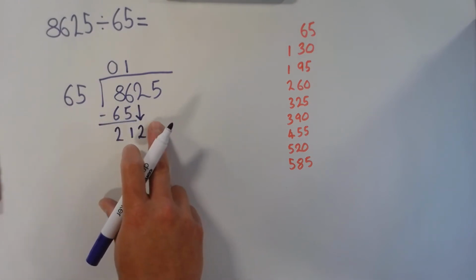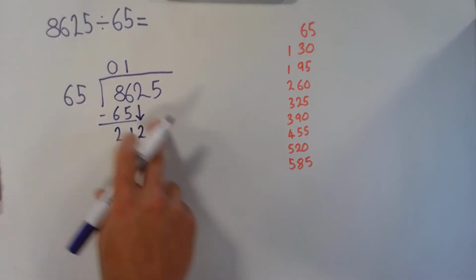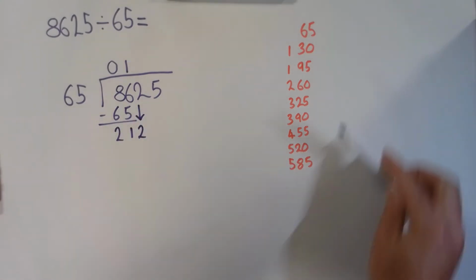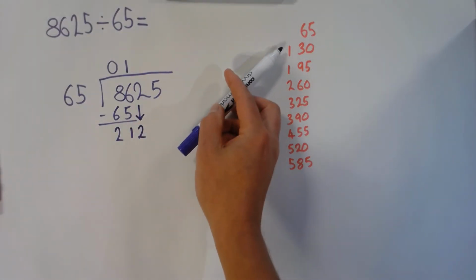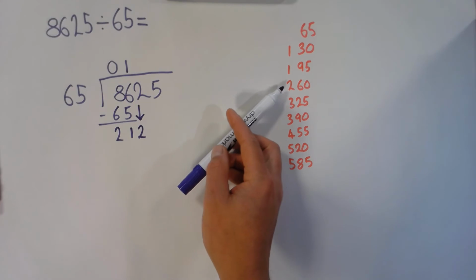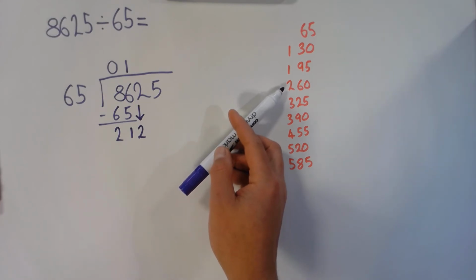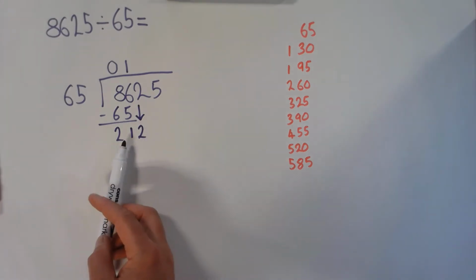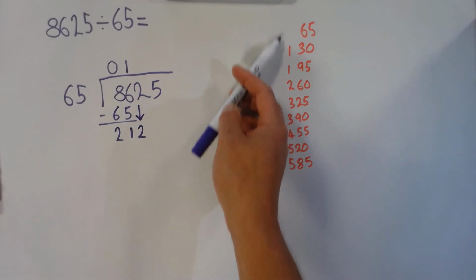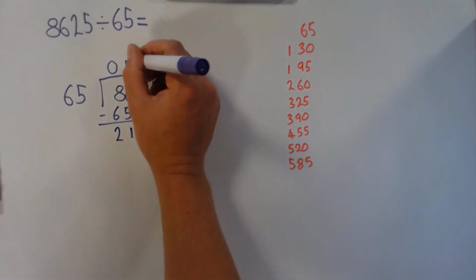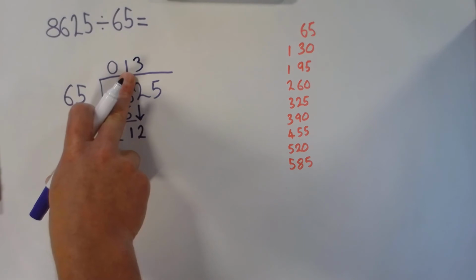Now I need to know how many groups of 65 I can make from 212. So let's have a look at that. I can make 1, I can make 2, I can make 3, but 4 groups of 65 is far too high again. It takes me to 260. I've only got 212. So I can't make 4, but I can make 3 groups. So my 3 comes up to here on the top.